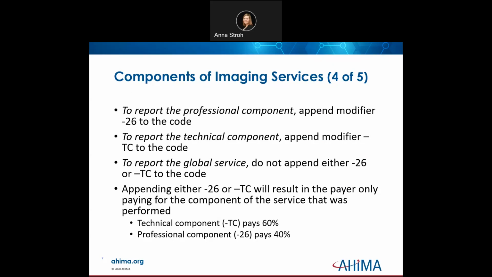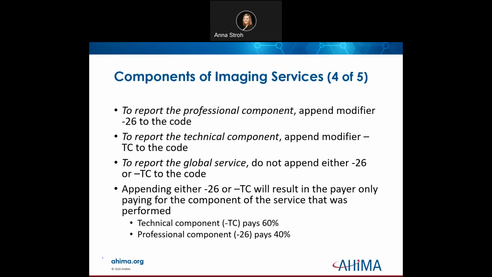If the office does the global service and they do both the professional and technical components, that would mean that they have the equipment in the office and they also have a radiologist on staff to interpret the imaging, then you do not report any modifier. You just report the code by itself. Appending either the 26 or TC modifiers does affect reimbursement. The technical component gets paid at 60%, the professional component gets paid at 40%.